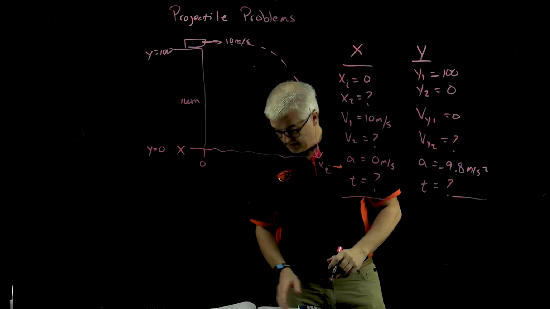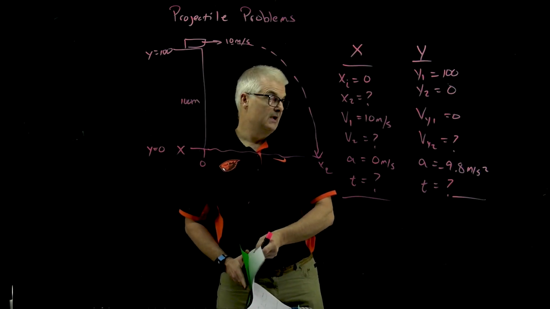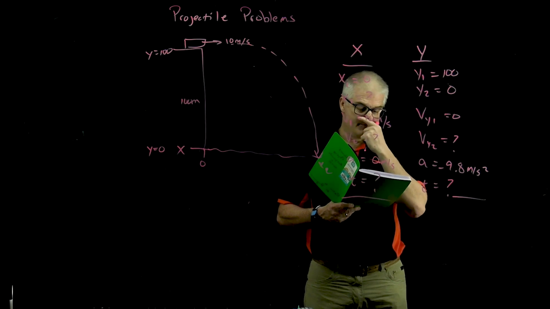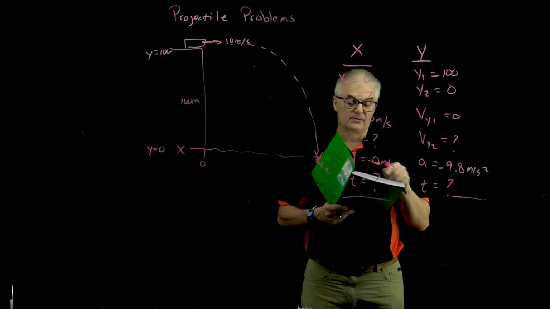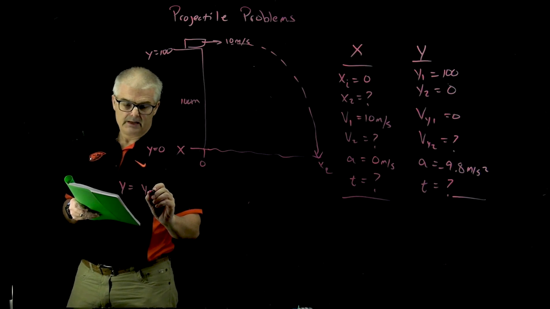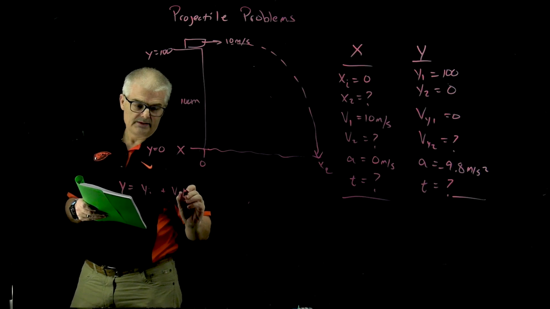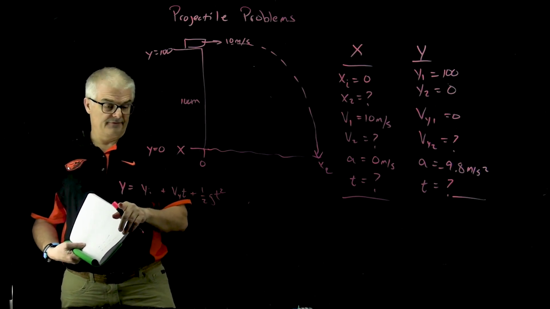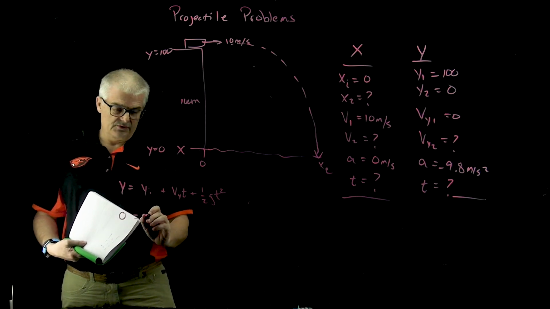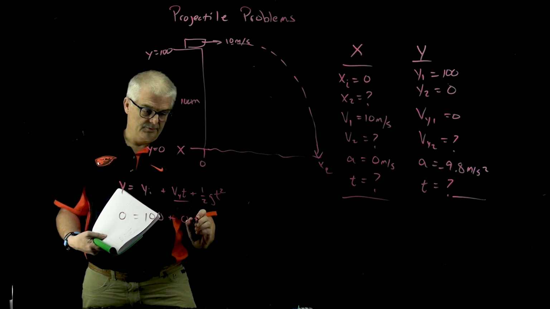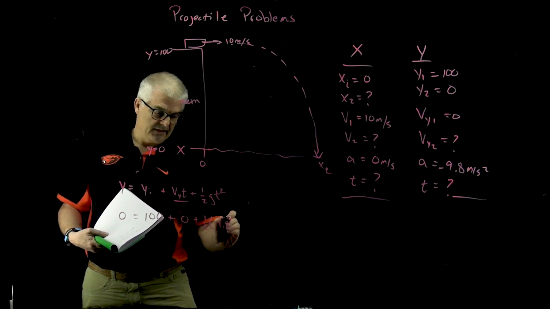Which equation am I going to use? I've written out my 3 equations on my paper. I know y1 and y2, or delta y. I know acceleration, and I want to solve for time. I think I need to use the first equation: y equals y initial plus vy t plus 1/2 g t squared. That's our first equation, and I'm solving for t. So y final is 0, so 0 equals 100 plus vy t, but vy is 0, so this whole term drops off, plus 1/2 times negative 9.8 t squared.